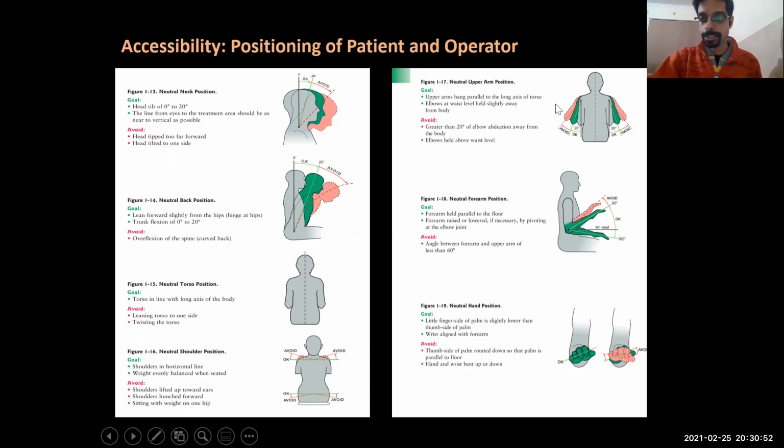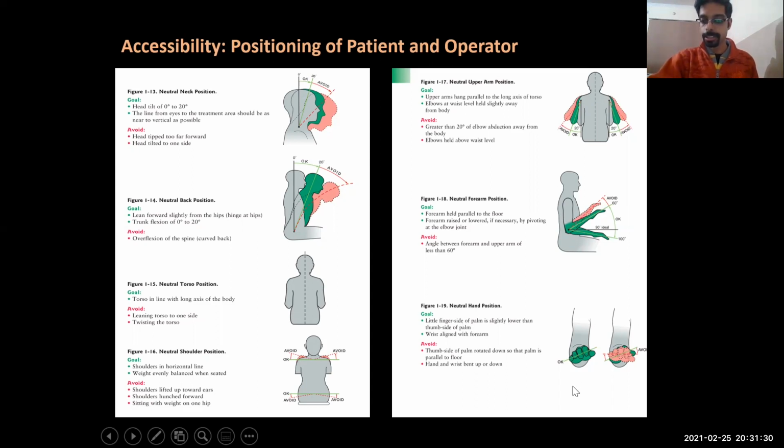The neutral upper arm position, the arms should be very close to the longitudinal axis of the body. We can separate our arms till this green zone, but it should not be so separated like it comes in the red zone. Now, the neutral forearm position. The forearm should range from this green zone to this green zone. Okay, that is 62 degrees. Now, if it is in the red zone, then our forearm will get strained.